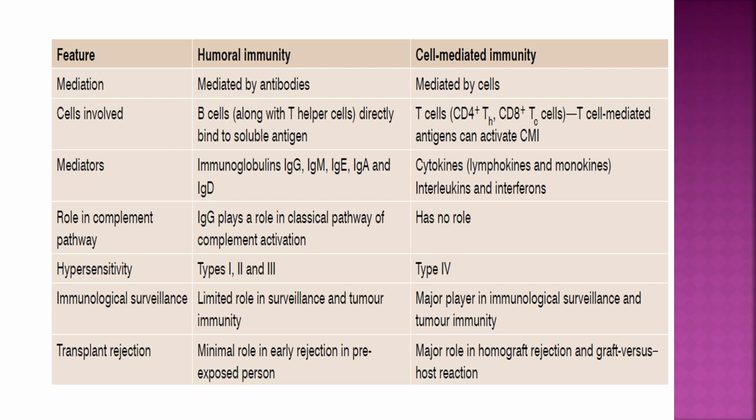Role in complement: humoral plays a role, IgG in the classical pathway; CMI no role. Hypersensitivity: humoral type 1, 2, 3; CMI type 4. Immunological surveillance: humoral has a limited role in surveillance and tumor immunity; CMI has a major role in immunological surveillance and tumor immunity. Transplant rejection: humoral minimal role; cell-mediated major role in homograft rejection and graft versus host reaction.